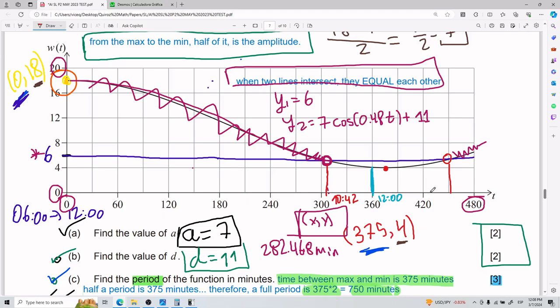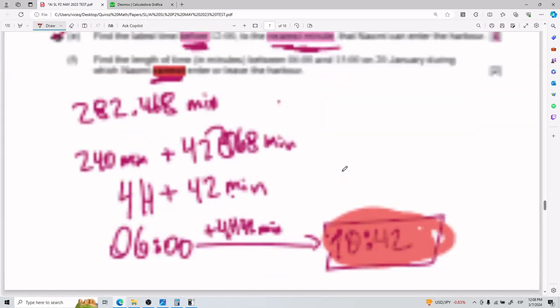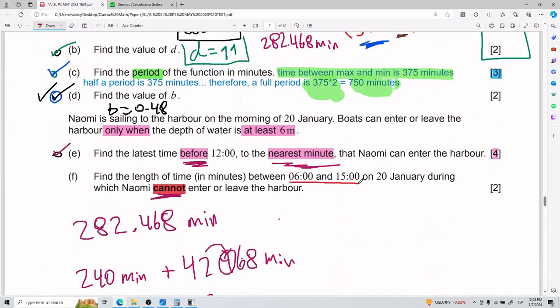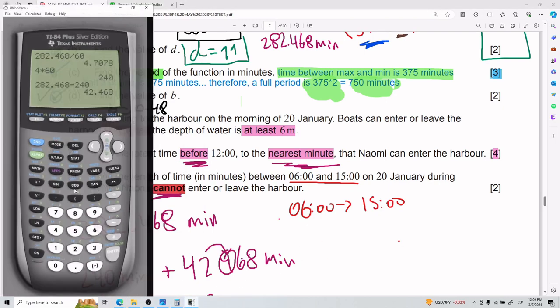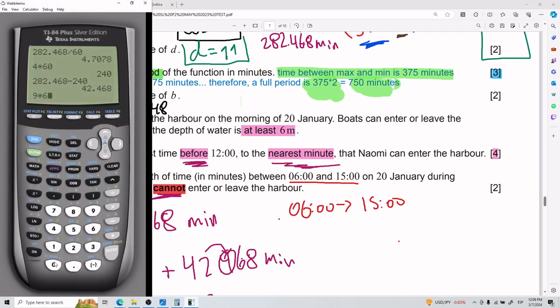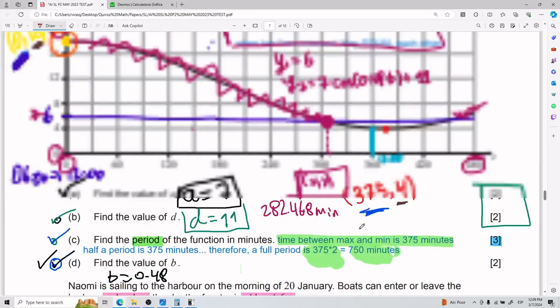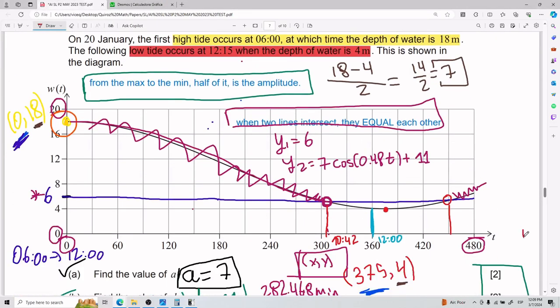So actually, where is 3 o'clock? Because they are telling us between 6 and 3 o'clock. From 6 to 3 o'clock is how many hours? Well, from 6 to 15, you can do 15 minus 6, which is 9 hours. 9 times 60 is 540 minutes. And so the 540 is around here.